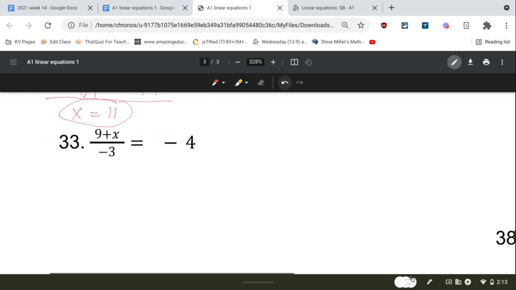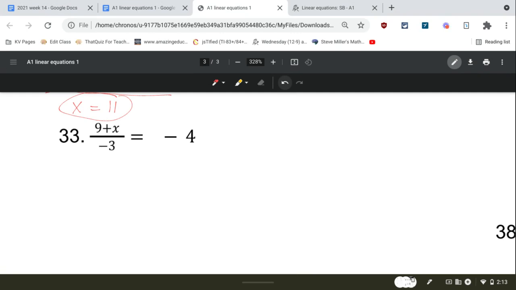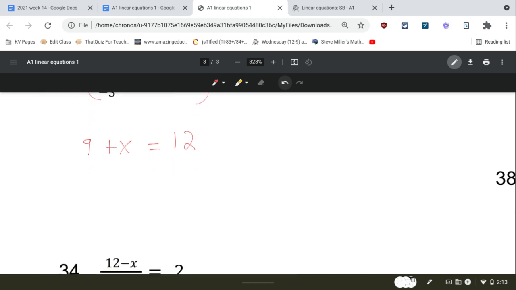All right, number 33. What I'm going to do here is just multiply the equation by 3, so multiply both sides by negative 3. On the right-hand side, you've got negative 4 times negative 3, which is positive 12. On the left-hand side, the negative 3 and the division by negative 3 just cancel. And so you're left with 9 plus x. Hopefully here you can just see x is equal to 3. 9 plus 3 gives you 12.